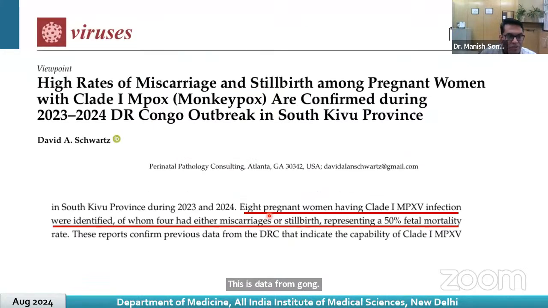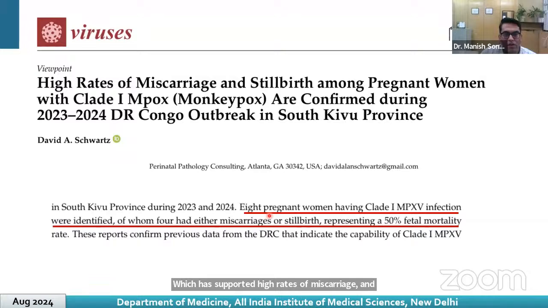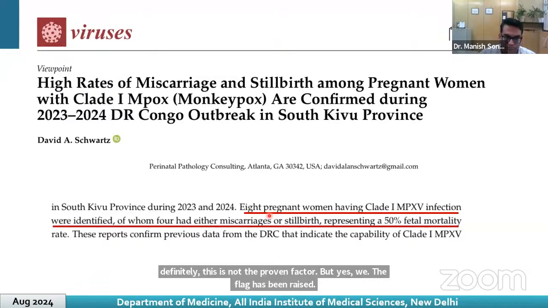And on top of this, we have this report last month which came out, which has reported high rates of miscarriage and stillbirth among pregnant women with clade 1 Mpox. Now, to be sure, this is just a very small data set, 8 patients, 4 of whom had miscarriages or stillbirth. And this was shown as 50% fetal mortality, and an alarm bell is being sounded. But the paper doesn't really contain data regarding various other causes which might have led to stillbirth. So definitely this is not a proven factor, but yes, the flag has been raised and we need to keep a watch on this aspect also.